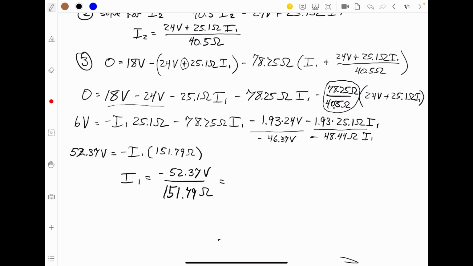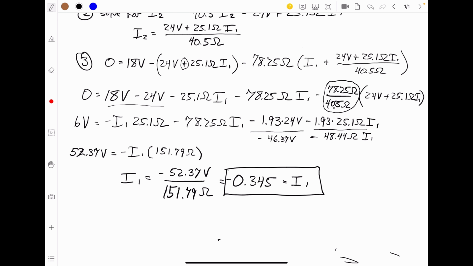Okay, so I got 151.79. I'm going to flip that, 1 over that, and I'm going to multiply that times 52.37. That's 0.345. Don't forget your negative sign. 0.345 negative is equal to I1. Okay, whew. Everybody goes, whew.